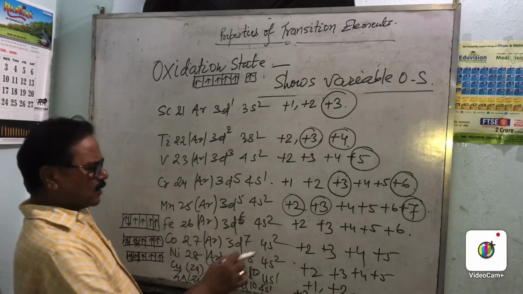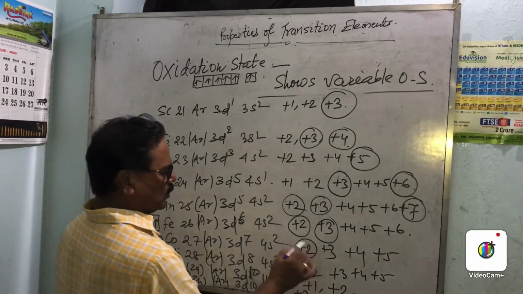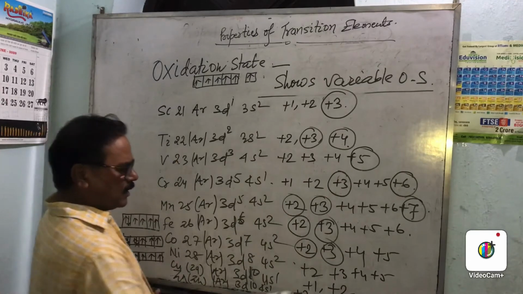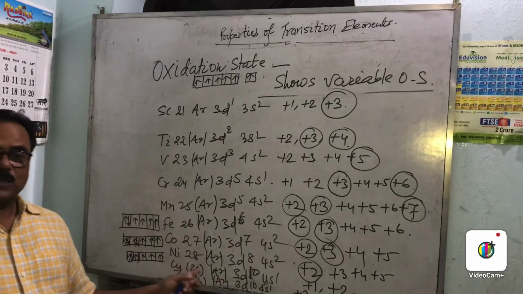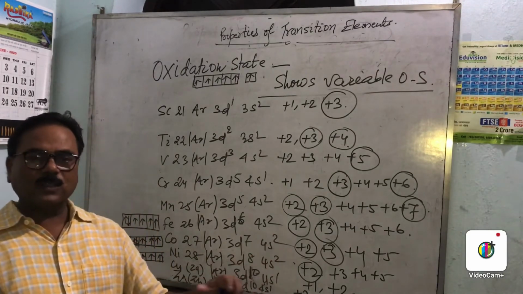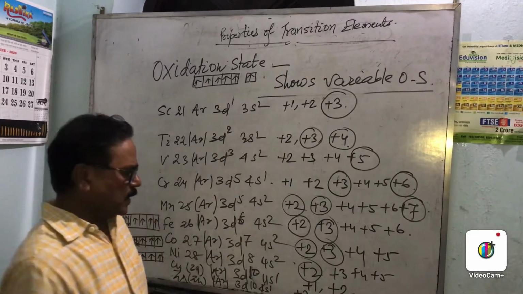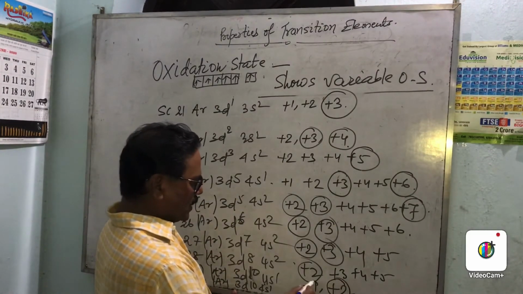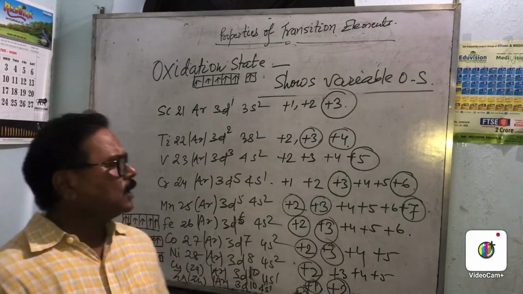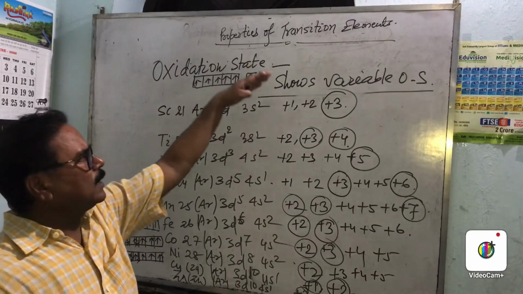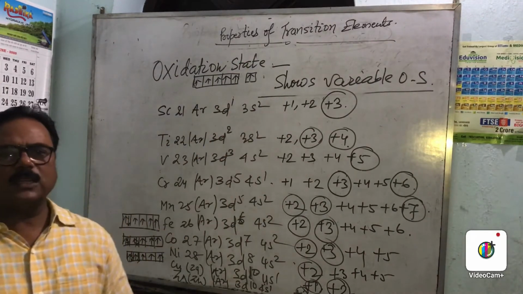And for iron, the common ones are +2 and +3. For cobalt, that is +2 and +3. And for nickel, that is +2. For copper, +1 exists, but +1 is not stable in some solvents, so it gets converted to +2. So +1, +2, and zinc always shows the oxidation state +2. So this is the oxidation state possible for the first series of transition elements.